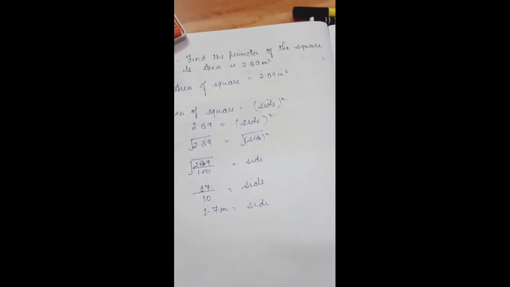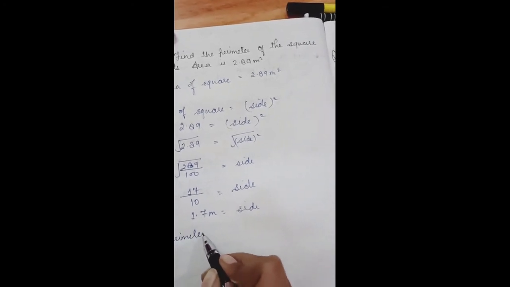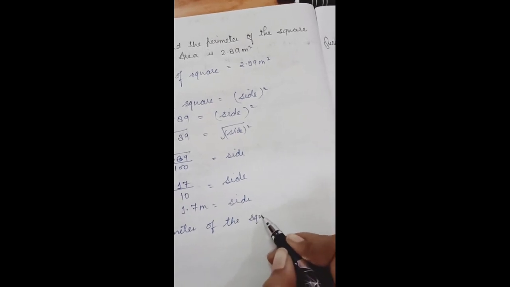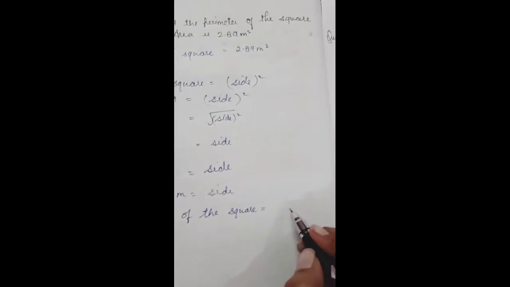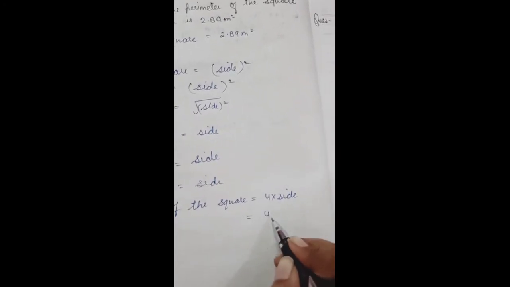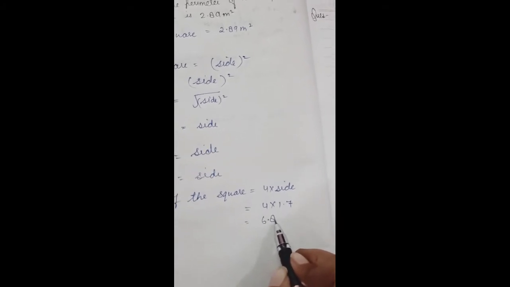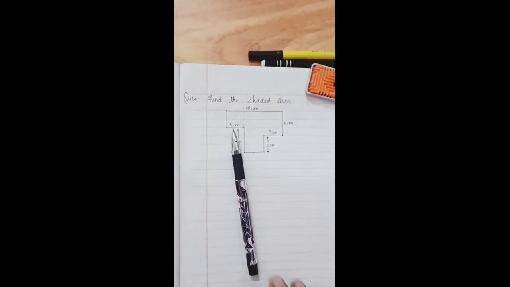Now we will find the perimeter of the square. So perimeter of the square is equal to 4 into side. 4 into 1.7. Here we get 6.8 meter.